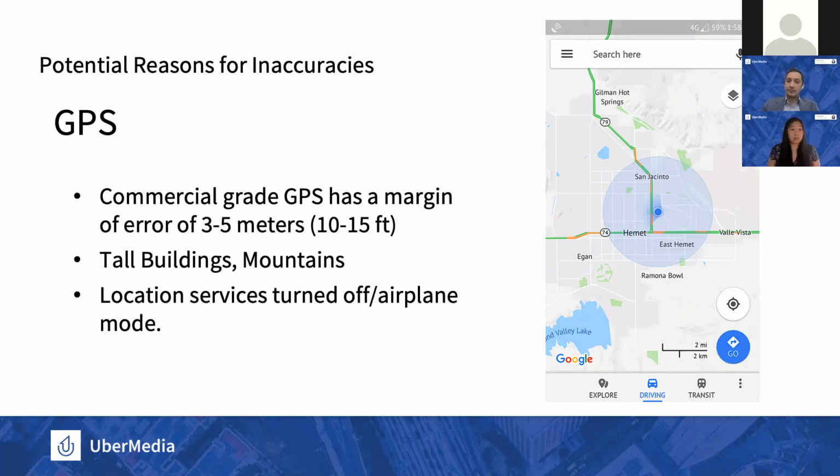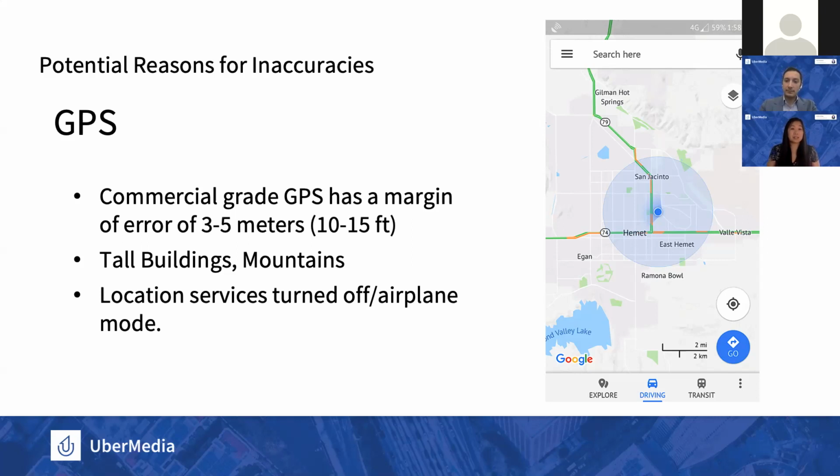Just as I mentioned with my India story and navigation story, tall buildings and mountains can affect how the phone, or the GPS, triangulates your location. And so it feeds into this margin of error. It might not be able to figure out where you are, or it might not be accurate as to where you actually are. And then we also have location services turned off or airplane mode.